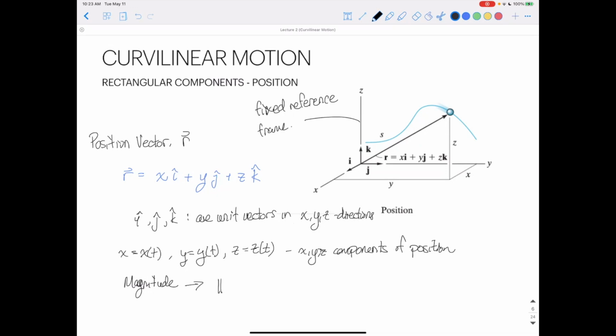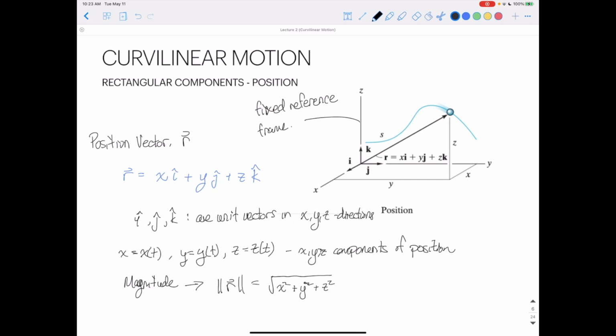So we can write the magnitude of r as equal to the sum of the squares of the components, all square rooted. So square root of x squared plus y squared plus z squared. This should be familiar, it's just the Pythagorean theorem.